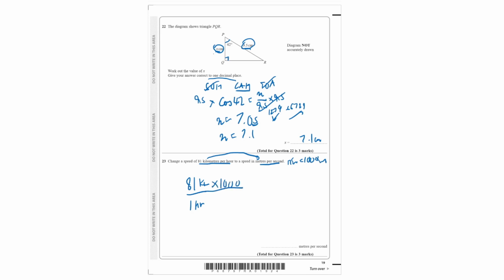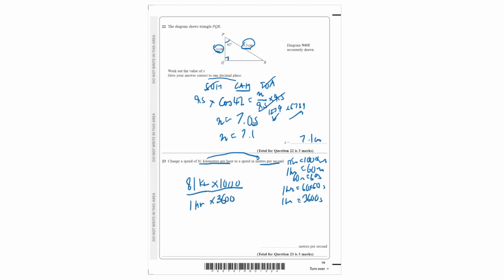Now, for hours, we know that 1 hour is equivalent to 60 minutes, which is equivalent to 60 seconds. So what that means is 1 hour is equal to 60 times 60 seconds, or 1 hour is equivalent to 3,600 seconds. So we simply multiply this by 3,600.